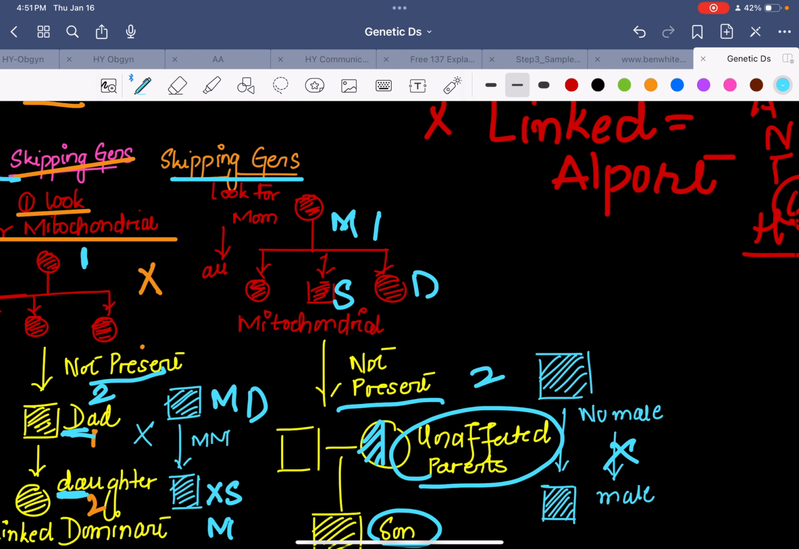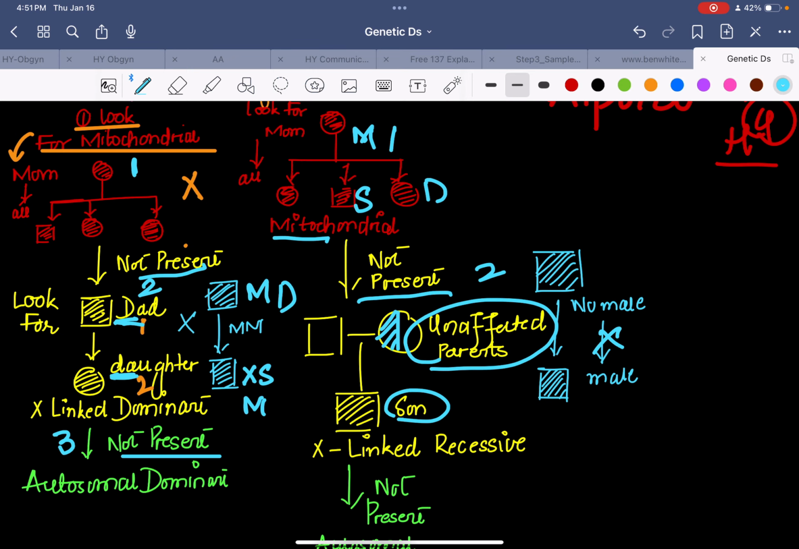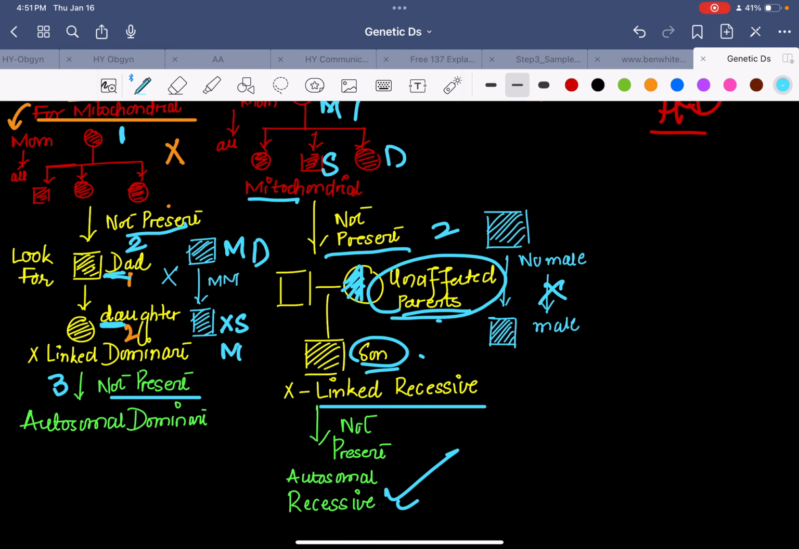Whereas for the recessive, again, always look for mom to all, the mitochondrial disease. Once it's not present, then look for the skipping of generations. If it's skipping generations and unaffected parents are passing the disease to the son, it means that the mom was actually a carrier on the X chromosome and it was X-linked recessive. That's why it didn't show in the mom, but once it came in the son, it was easily expressed, with our mnemonic B, Wise Fools, Gold Has Hope, right? But if we don't see the pattern of unaffected parents to the son, it's not X-linked recessive, it means it's autosomal recessive.